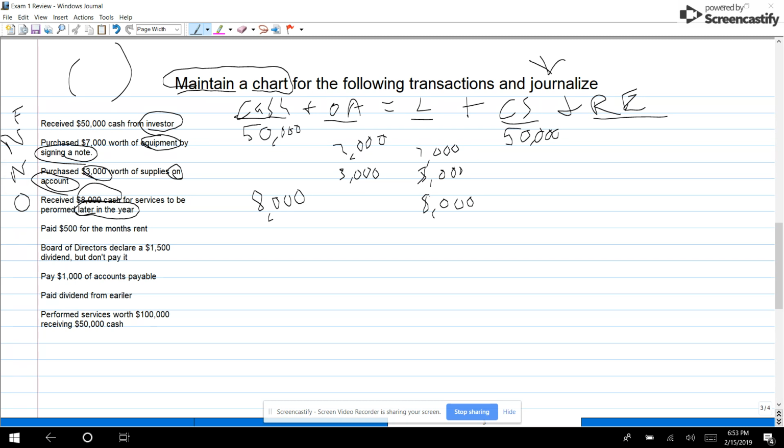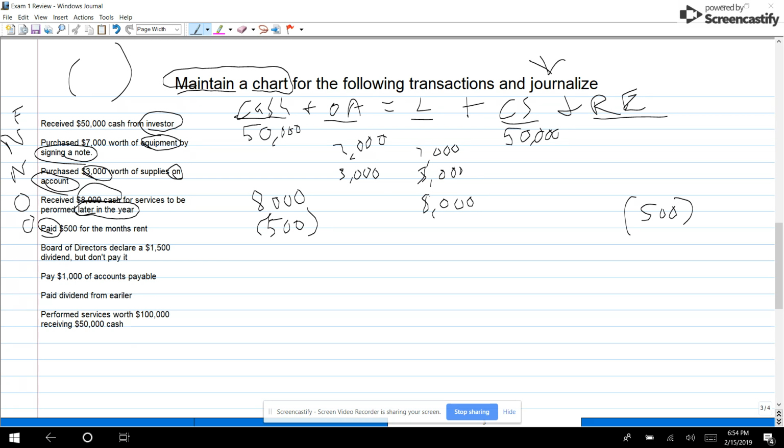All right, so paid $500 for the month's rent. We know we're losing cash, and it's going to be rent expense. So retained earnings is going to decrease by 500. And this is going to be an operating activity. Whenever we pay expenses, it's going to be an operating activity. And that includes interest expense on loans. That's another one that people can get confused by when classifying the transactions. So again, paying interest is an operating activity.